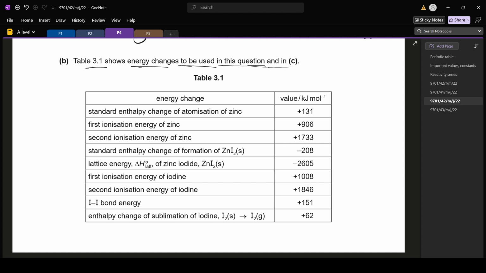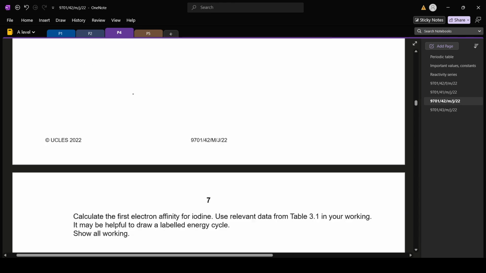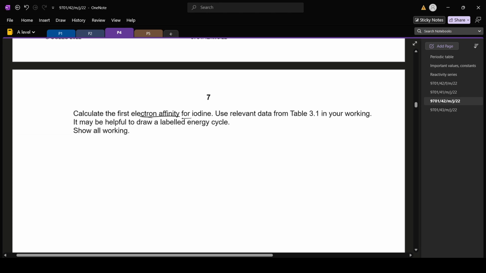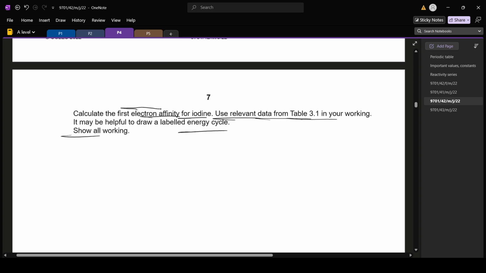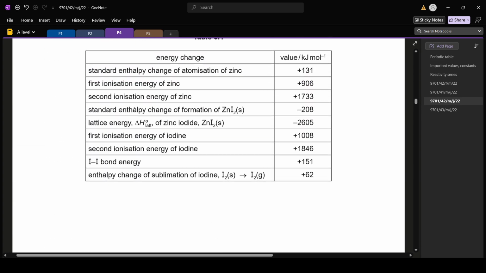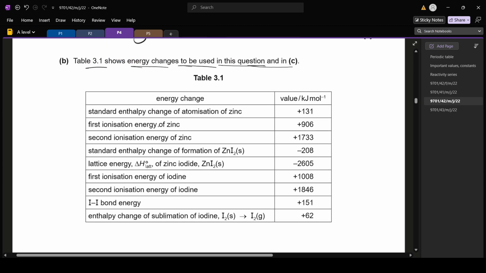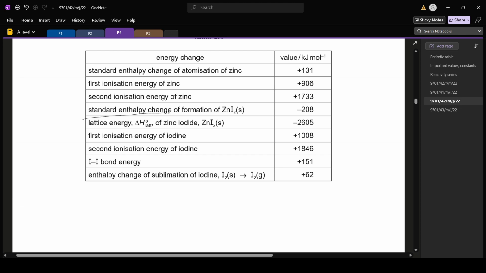Calculate the first electron affinity of iodine. Use the relevant data from table 3.1 in your working, and it may be helpful to draw a labeled energy cycle. Show all your working. So we have to calculate the first electron affinity of iodine. We are given the lattice energy of zinc iodide, so we will start from this part.